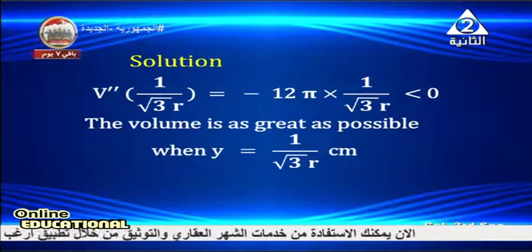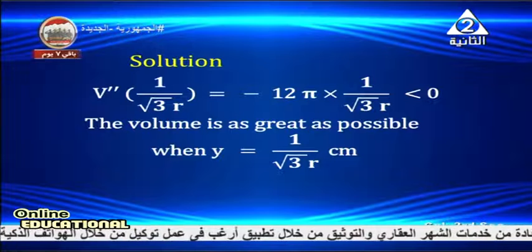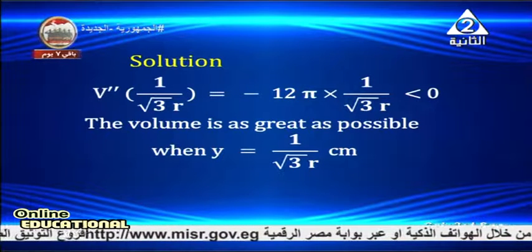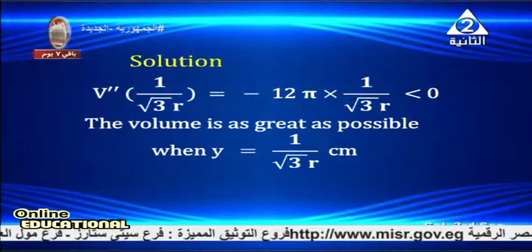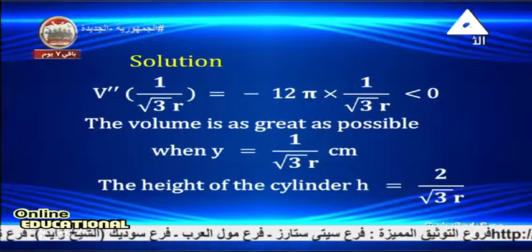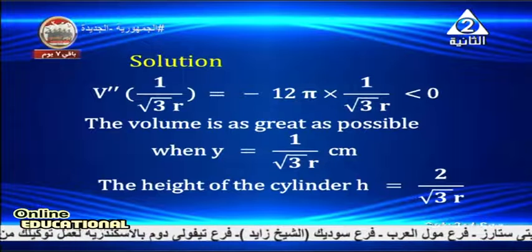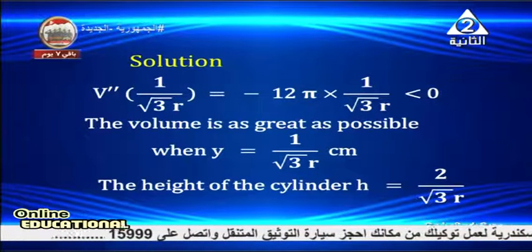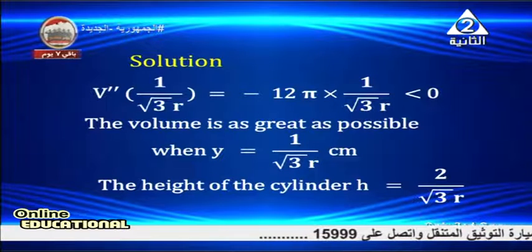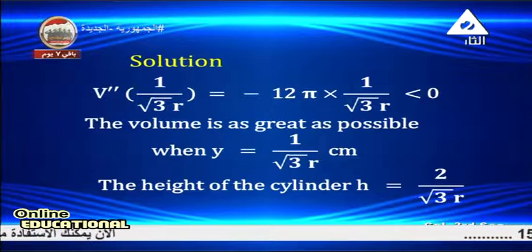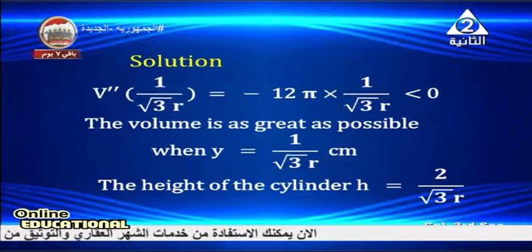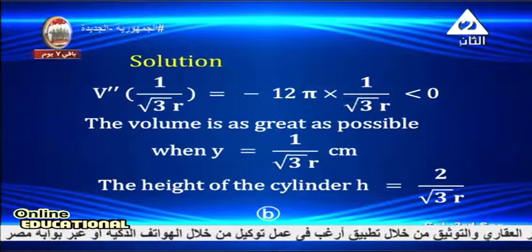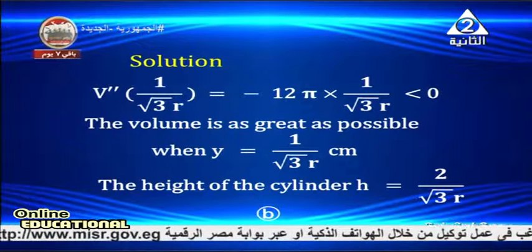Now the question: the height of the cylinder which has the greatest volume placed inside a sphere whose radius length equals r. The height of the cylinder h equals 2 over root 3 r. 2 over root 3 r is the height of the cylinder which has the greatest volume placed inside a sphere whose radius length equals r. Then the right answer is the letter B.